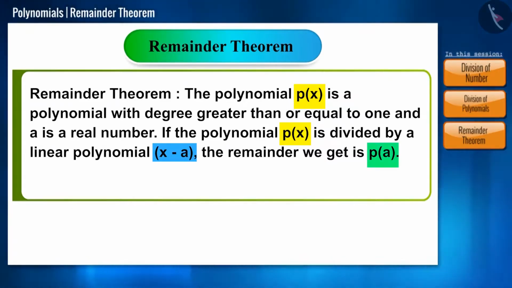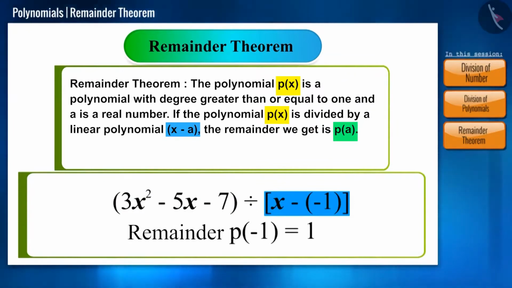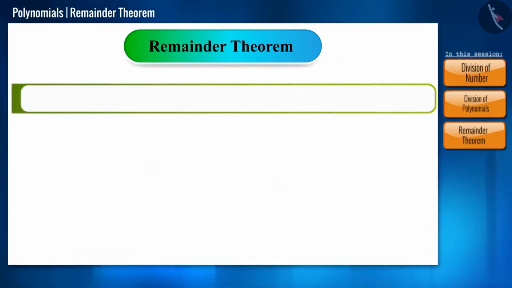Now let's compare this with our previous example where we divided the polynomial 3x squared minus 5x minus 7 by a linear polynomial x minus 1 and we got the remainder p of minus 1 is equal to 1.